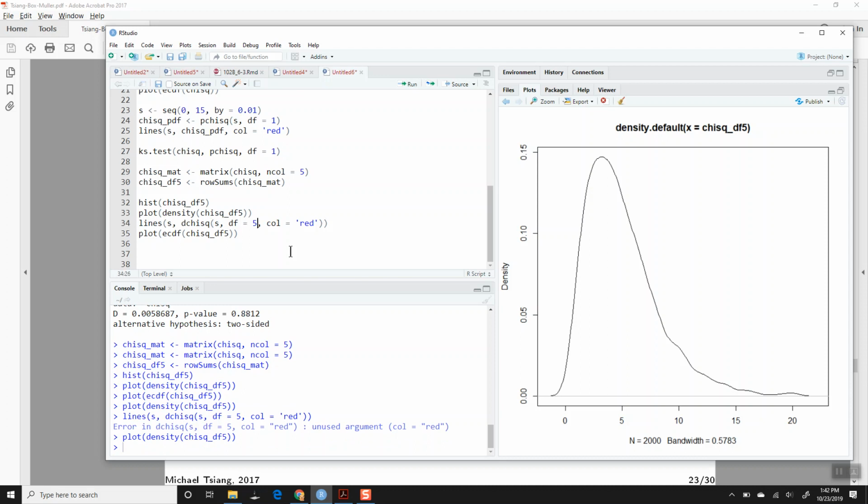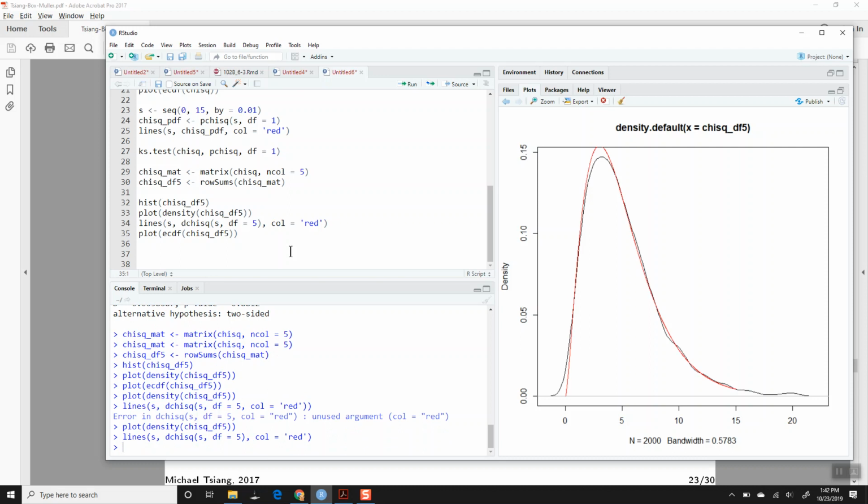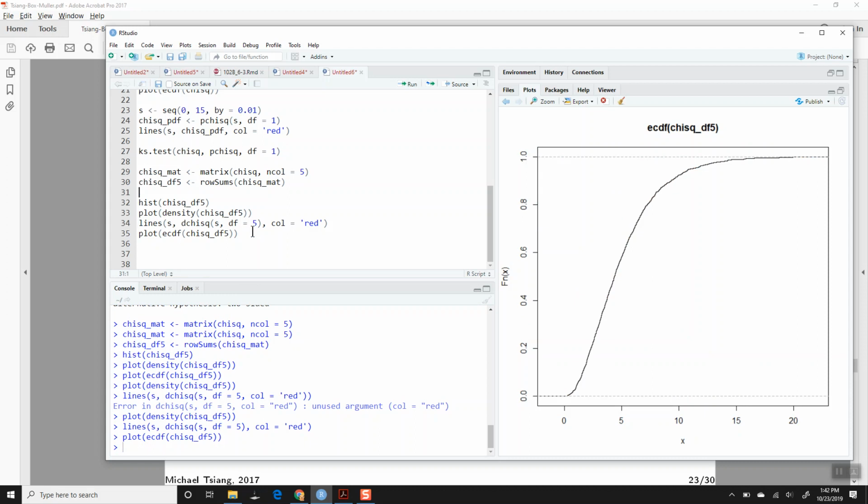Oh, parentheses in the wrong spot. Okay, so the red is the theoretic PDF, and the black line is my empirical PDF. All right, so that seems reasonable, and I can add this.